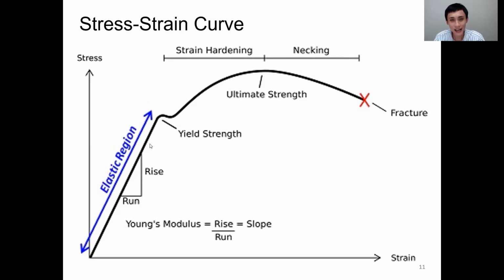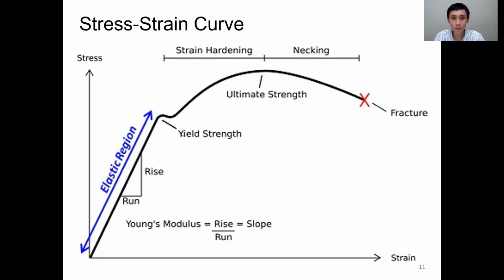So let's come back to the elastic region first. In the elastic region, the strain and the stress are proportional. The ratio, which is the stress over strain, in math we call rise over run, which is the slope of the curve. In material science, we call stress over strain Young's modulus. So the stress and the strain are proportional in the elastic region. After we pass the yield point, the stress and the strain are no longer proportional.